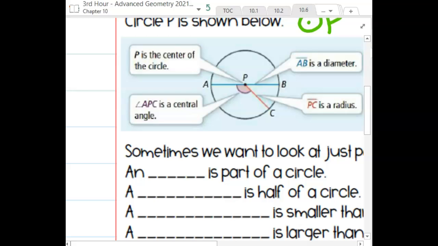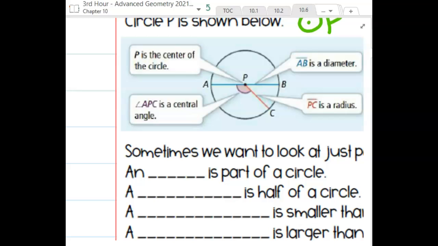So P is the center of the circle. The diameter of a circle is the distance all the way across. And then if you go from the center straight out to the side, that's the radius. Okay? You could go from the center straight out to any side. That radius is always going to be the same. Same thing with the diameter. As long as you go through the center, that diameter is always going to be the same for that given circle. Okay?